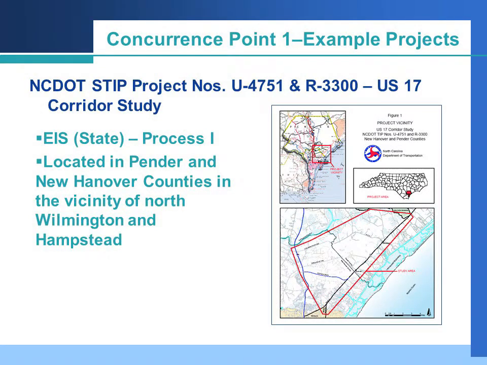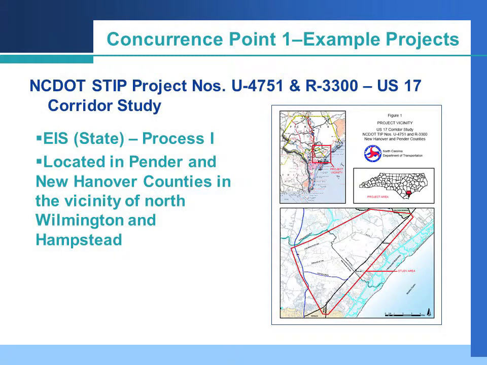The first example is a project on new location located in New Hanover and Pender counties, the US 17 Corridor Study. Process 1 was followed for this project since it is mostly located on new location. This project involves two separate projects that were combined to evaluate both of them from a system-wide perspective. TIP Project U4751 is the proposed 4-mile extension of Military Cutoff Road on new location from US 17 Market Street in Wilmington to the Wilmington Bypass, TIP Project R2405.